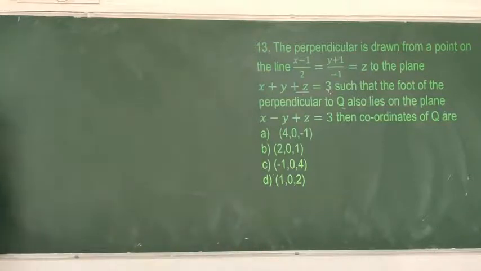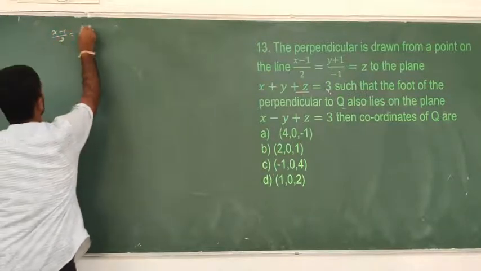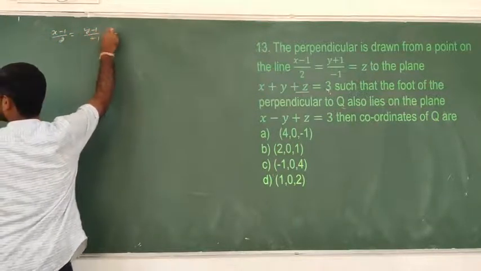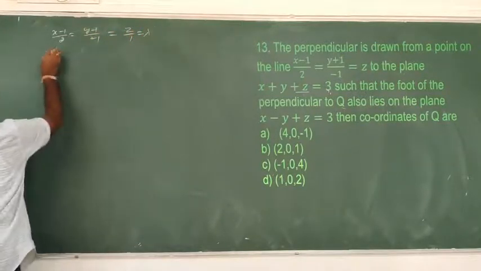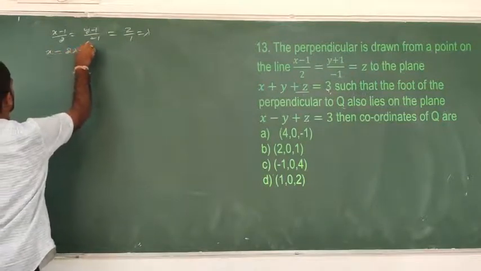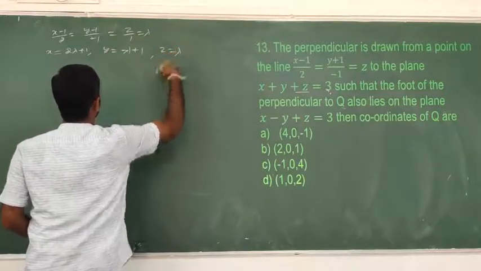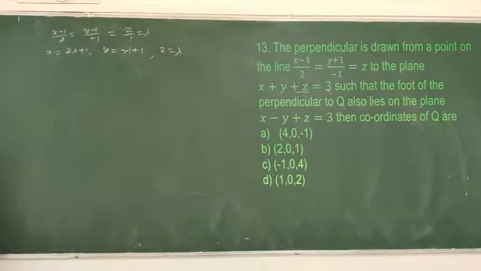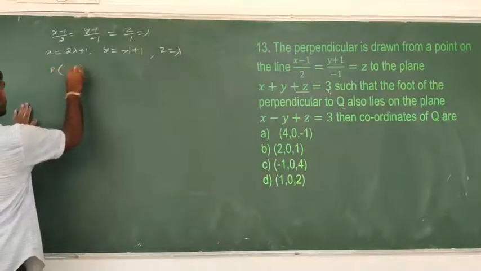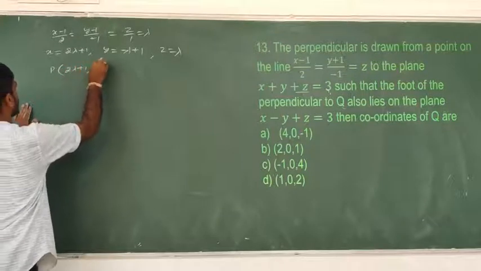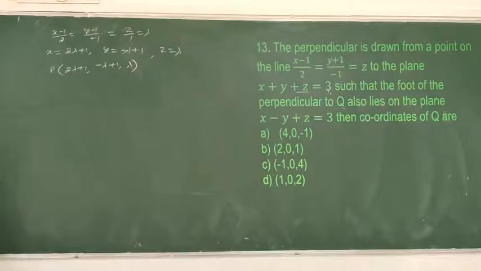Okay, so let's find: (x minus 1)/2 = (y plus 1)/(minus 1) = z/1 = lambda. Then x = 2 lambda plus 1, y = minus lambda plus 1, and z = lambda. Therefore, the coordinates of P are (2 lambda plus 1, minus lambda plus 1, lambda). So these are the coordinates of point P.